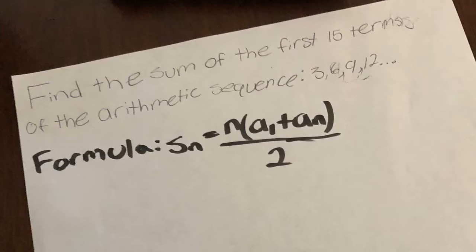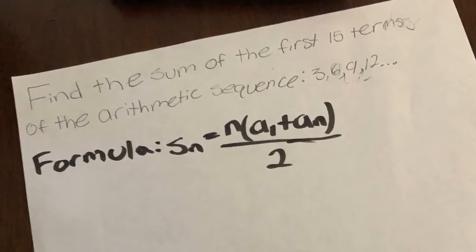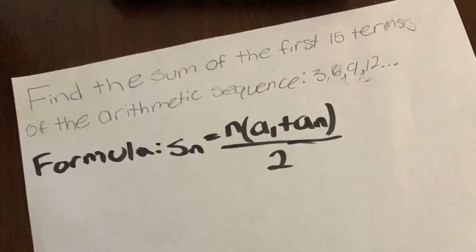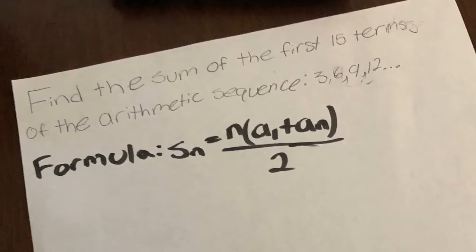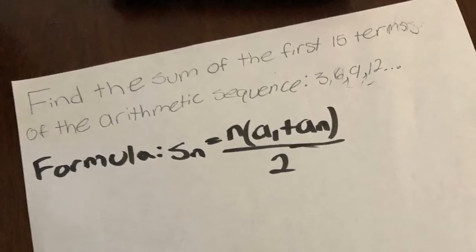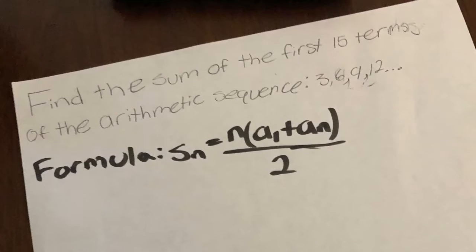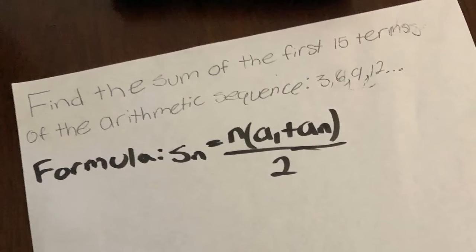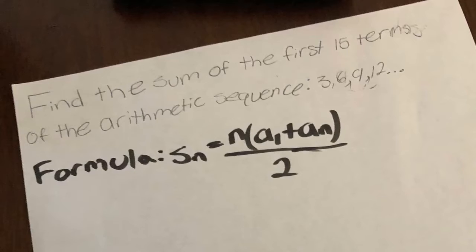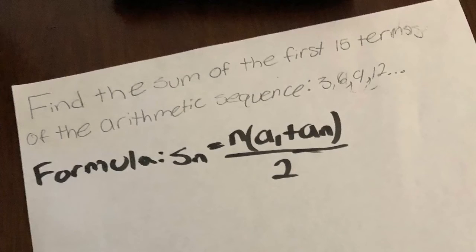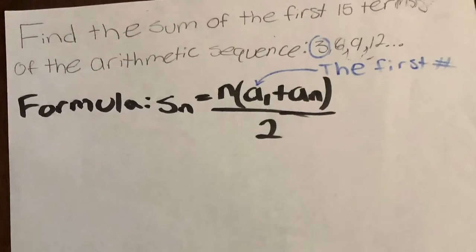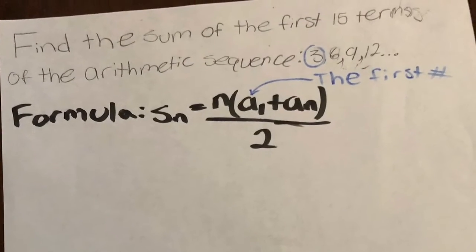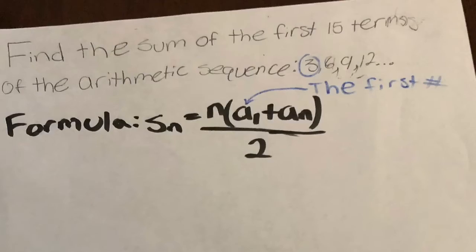So for the first question, it asks to find the sum of the first 15 terms of the arithmetic sequence 3, 6, 9, and 12. So the formula for the sum of an arithmetic sequence is shown there. Then you plug in 3 for A1, because A1 is the first number of the arithmetic sequence.